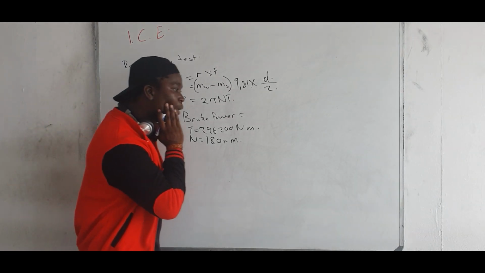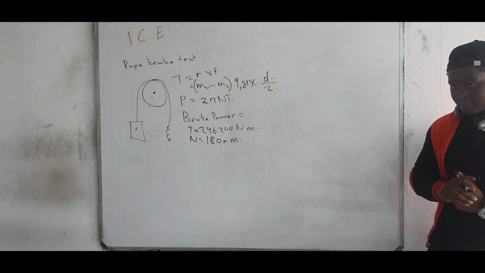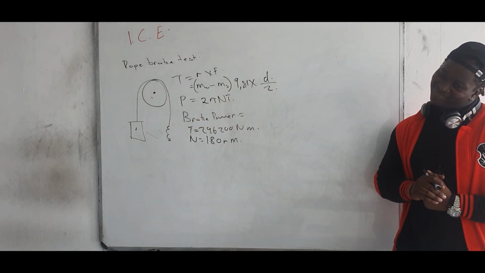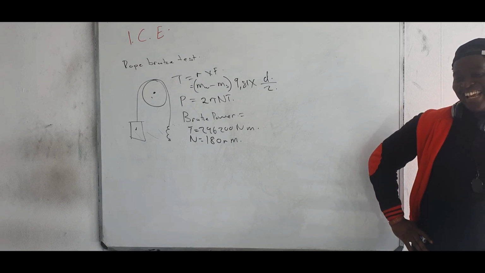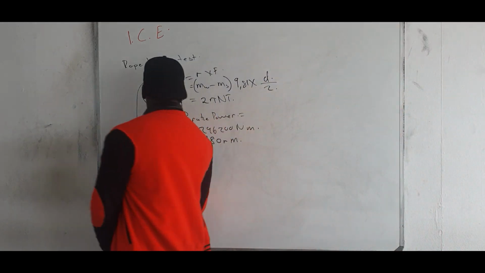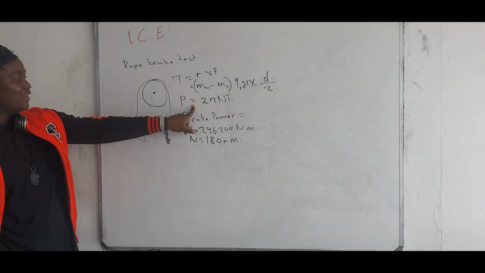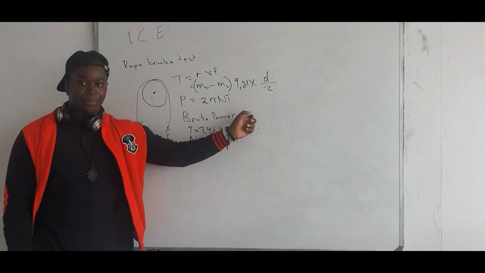Now, in terms of power, is it calculated per minute or per second? Power is the rate at which work is done. Yes, per second. That is correct. Power is calculated per second. Now look at this formula that I gave you. You say power is equal to 2 pi NT, right? Your brake power is equal to 2 pi NT.